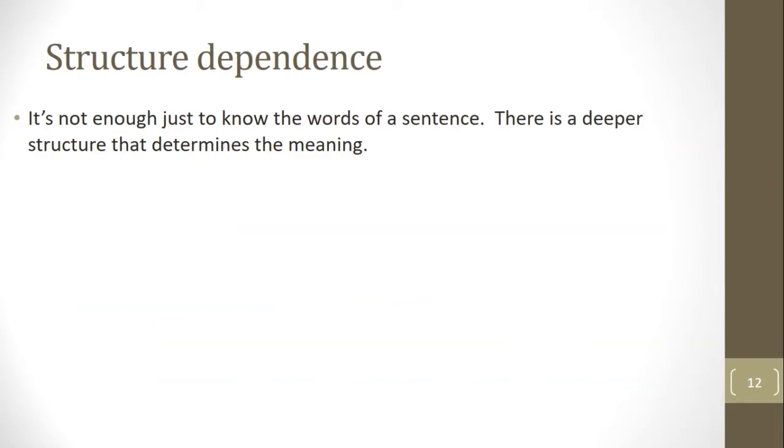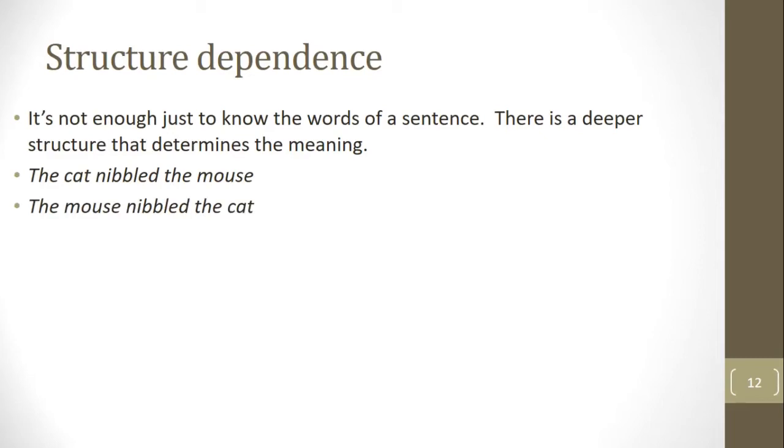Structure dependence. Now, it's not just enough to know the words of a sentence. There's also deeper structure that helps determine the meaning of a sentence. Let's give you a simple example. The cat nibbled the mouse. We all have an idea of what this might mean. There's a nibbling event. The mouse is being nibbled on and the cat is doing the nibbling. Now, intuitively, we know that there is some structure in this sentence because if we scramble up the words completely, the meaning disappears. The nibbled cat moused is clearly not a grammatical sentence.